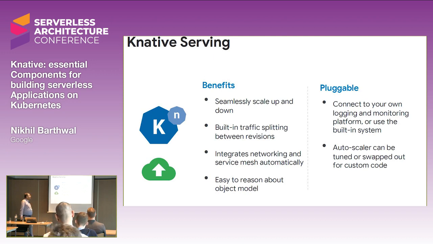And it's very easy to reason about the object model. The way Knative was designed, all of these components can be swapped out with your own custom component. So it's a pluggable system. You can connect your own logging or you can use the built-in one. Built-in is basically provided by Kubernetes, Istio, and all the underlying stacks. And there is an autoscaler that you can plug out if you want to have your own custom code, although I don't really see why you would want to, but at least you can.